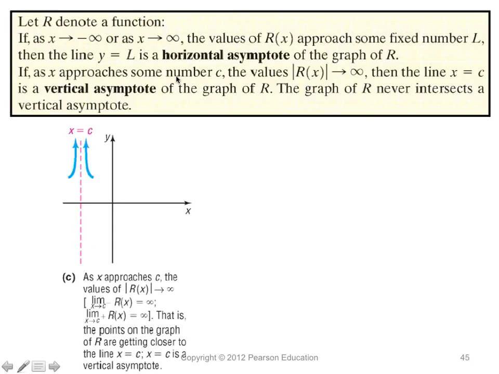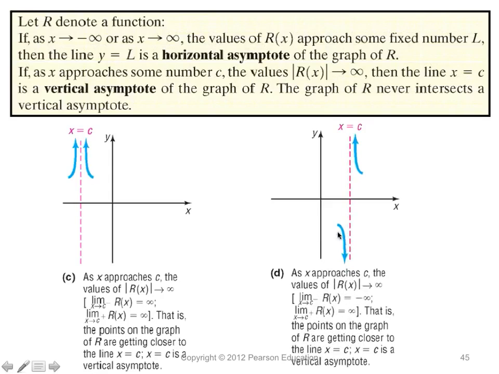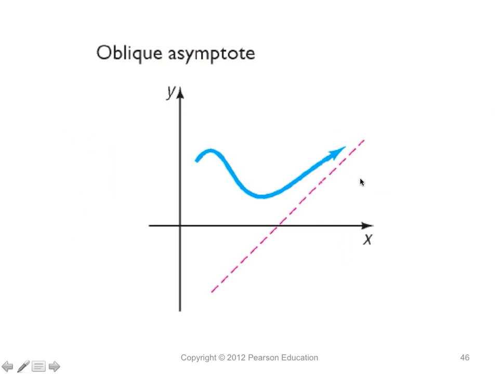We also have vertical asymptotes, okay? And that means that as x approaches some number c, the values are going to approach infinity, okay? Or they could also approach negative infinity. So you can see that this is kind of the same thing, except we're approaching negative infinity and positive infinity. We can also have oblique asymptotes, which are going to be kind of slanted lines, okay? And we can approach those as well.